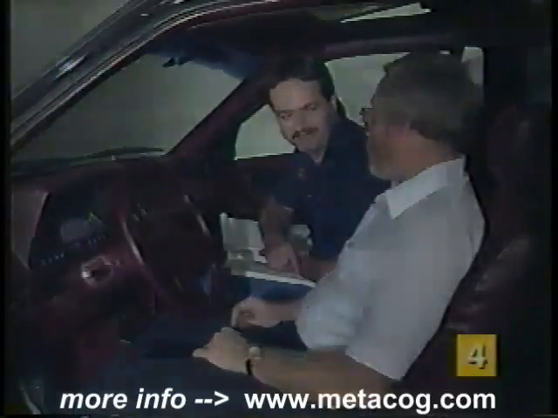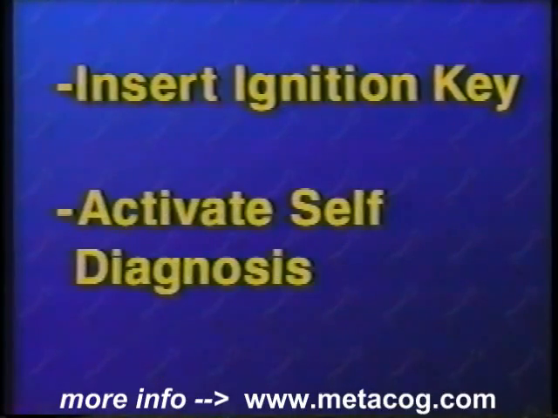Sounds great. Obtaining the service codes from a Chrysler vehicle is a snap, as you've already seen. Begin by inserting the ignition key. Then, activate the self-diagnostic system by cycling the ignition key as shown. Now, observe and record the flashes of the check engine light.